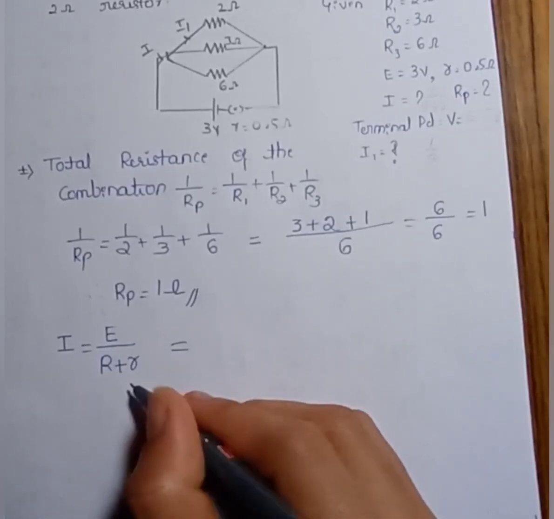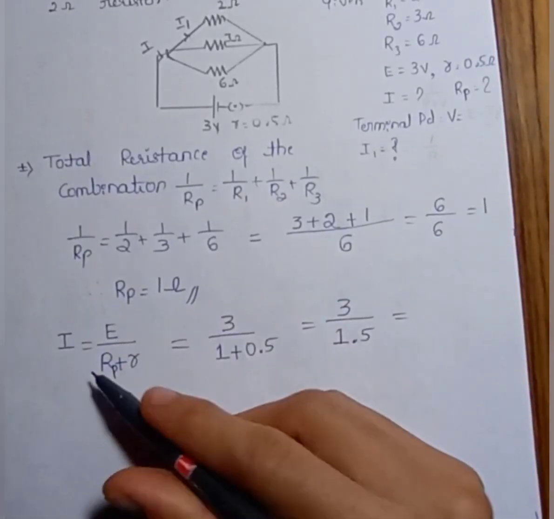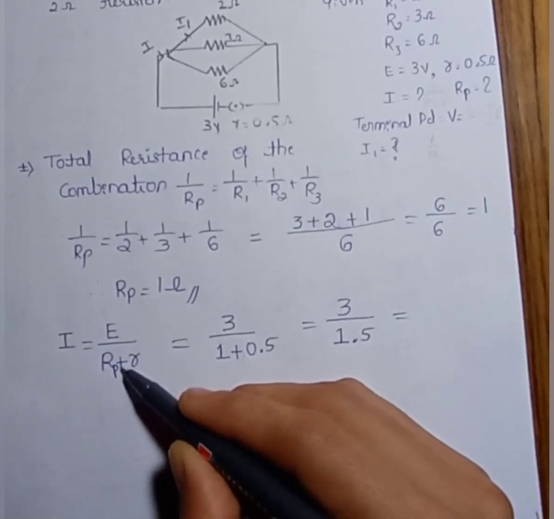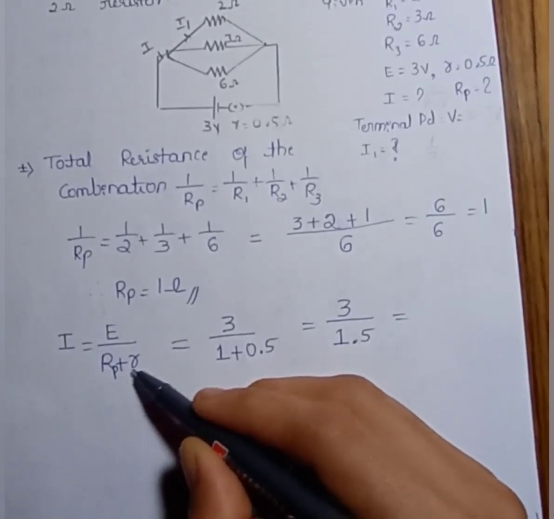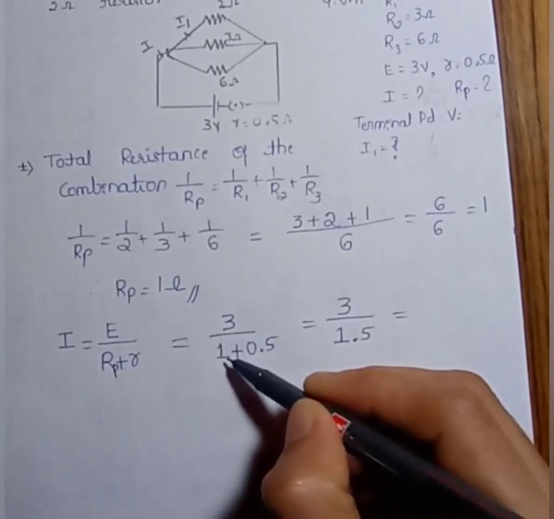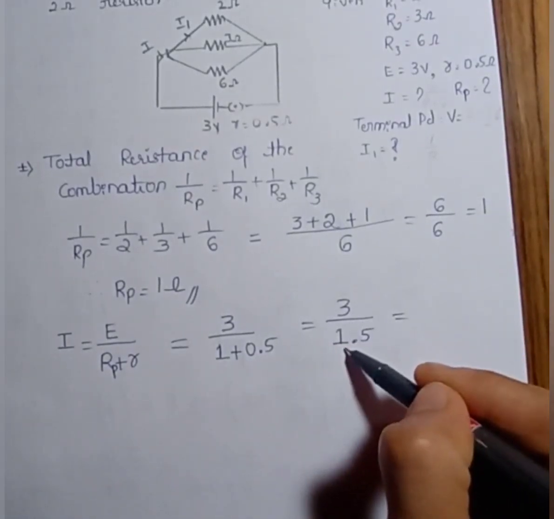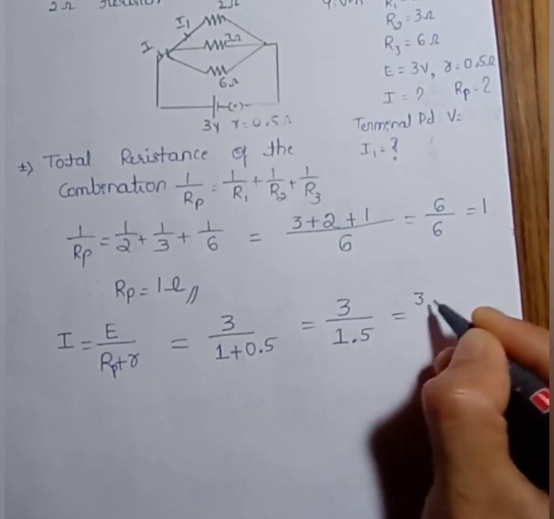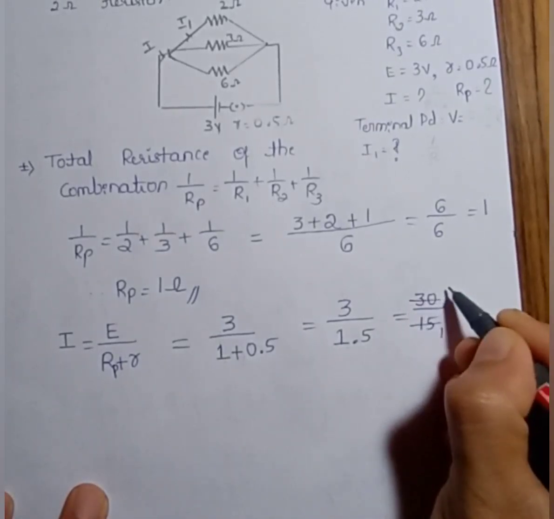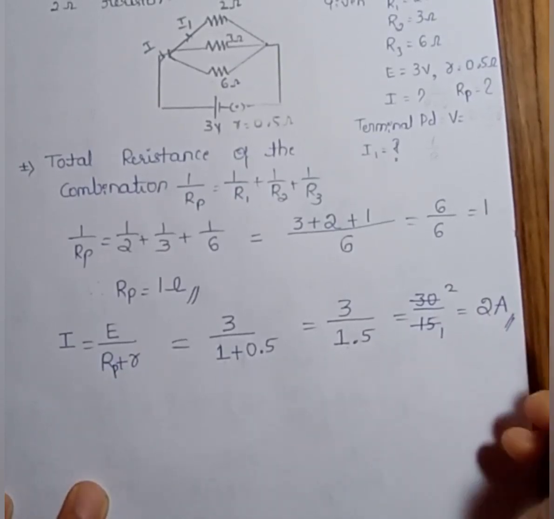Now we have to find the value of current. The main current I expression becomes E divided by Rp, the equivalent resistance, plus internal resistance r, which is equal to 3 divided by 1 plus 0.5, which is equal to 3 divided by 1.5 or 30 divided by 15. 15 ones are 15, 15 twos are 30, which gives the value I equal to 2 amps.